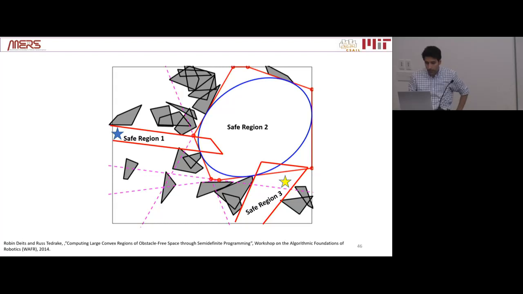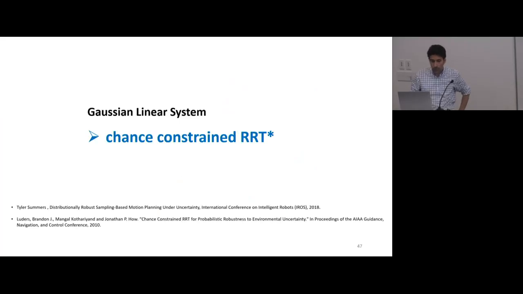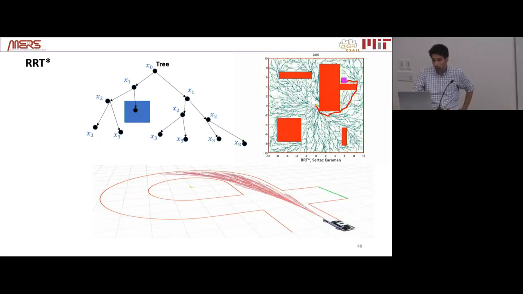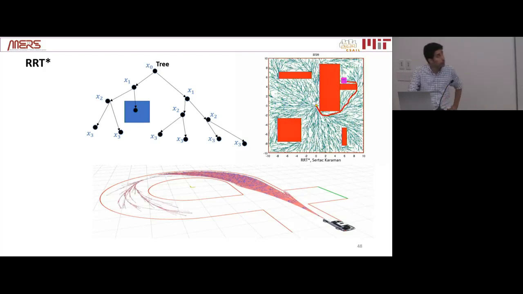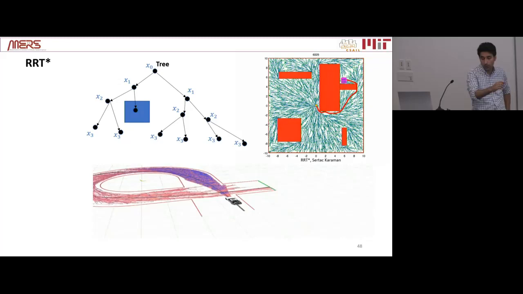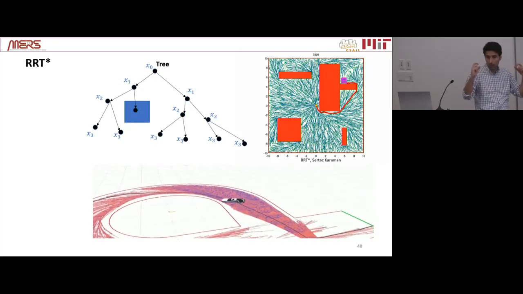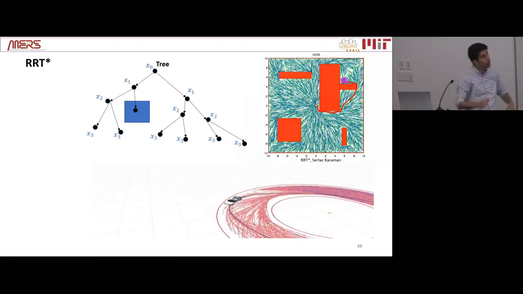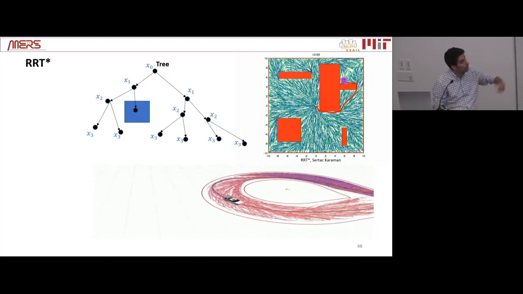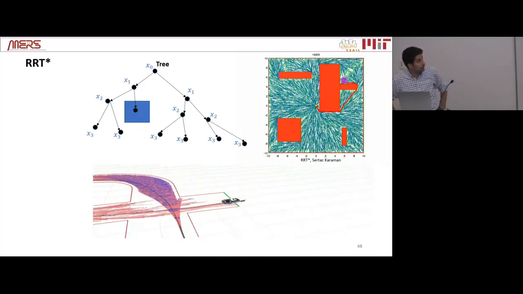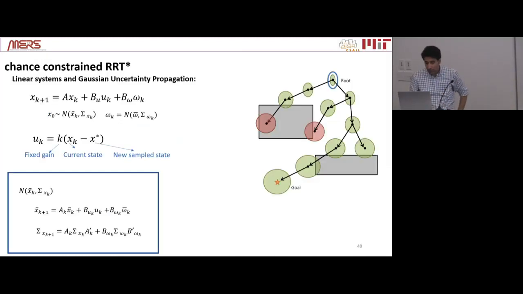Okay, so the next approach that I'm going to look at is chance constraint RRT star. We all know how RRT star works. We are given initial states, we sample the state space, then we keep the obstacle-free samples, then we drive the robot toward these sample points, then we get to the new state, and then we repeat and grow the tree until we get to the goal region.